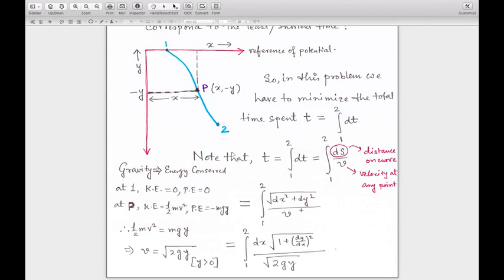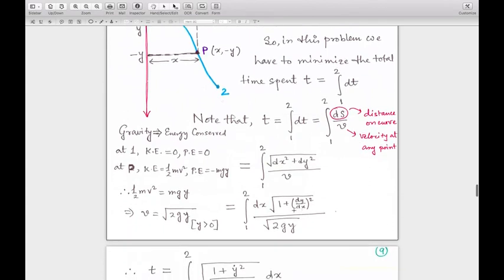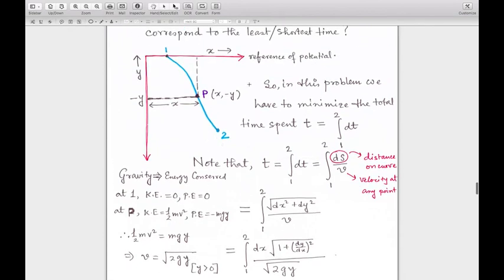So any motion of the particle is only considered in the plane of the paper. Then you can simply say ds is also equal to root over dx square plus dy square. What is v? We can calculate v from the conservation of energy. Now we can assume this line as the reference of potential, and by the usual convention, we can say our y is negative downwards.